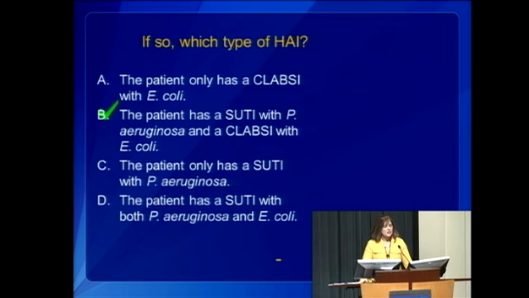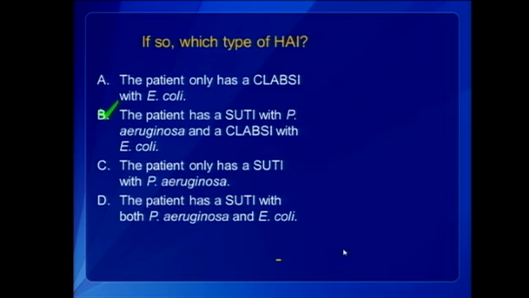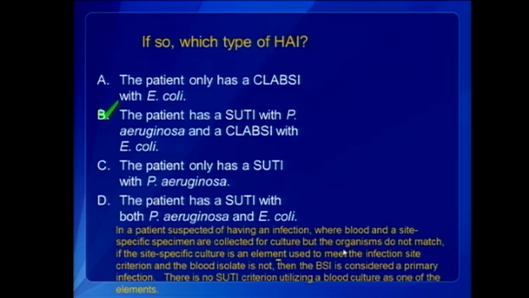Correct answer is this patient has a SUTI, symptomatic UTI with Pseudomonas aeruginosa and a CLABSI with E. coli. Again, we have to go to Appendix 1. In a patient suspected of having an infection where blood and site-specific specimen are collected, but the organisms do not match, if the site-specific culture is an element used to meet the infection site criterion and the blood isolate is not, then the BSI is considered a primary infection.